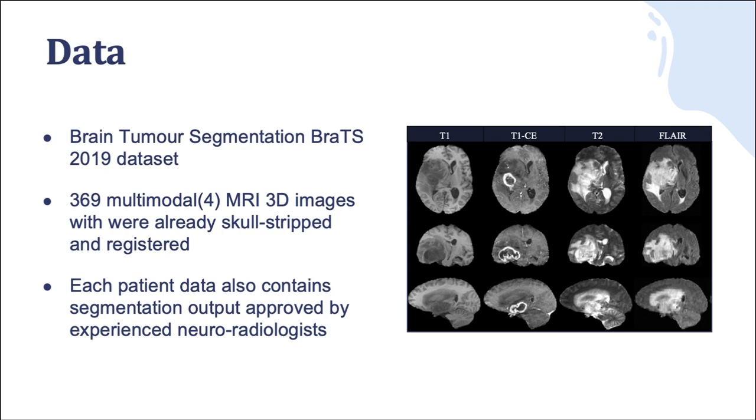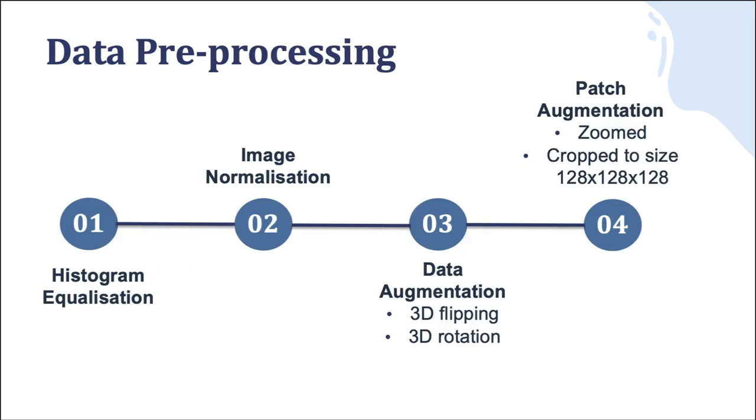Proposed model. The data we use for this project is the brain tumor segmentation known as BraTS 2019 dataset. There are 369 multimodal MRI 3D image data which were already pre-processed by being skull stripped and registered. Each data also contained the segmentation output manually segmented and approved by experienced neuroradiologists. As for data pre-processing, we first carried out histogram equalization and image normalization. Following that, we carried out data augmentation by using 3D flipping and 3D rotation methods. Finally, we carried out patch augmentation where the data is zoomed and cropped to 3D patches of size 128 x 128 x 128.